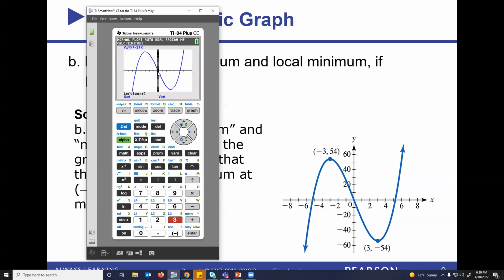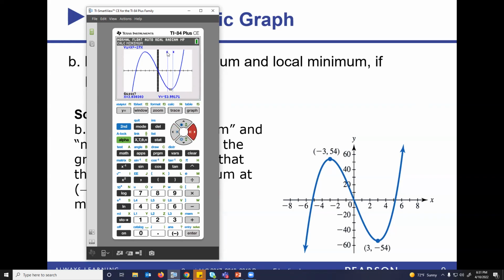Now you should see this blinky cursor show up. I'm going to scroll that blinky cursor to where I think the low point is. Then I'm going to go to the left of it just slightly and hit enter. And then I'm going to go to the right of it just slightly and hit enter. At this point, the next question is guess. Again, I'm going to go to where I feel like the lowest point is there.